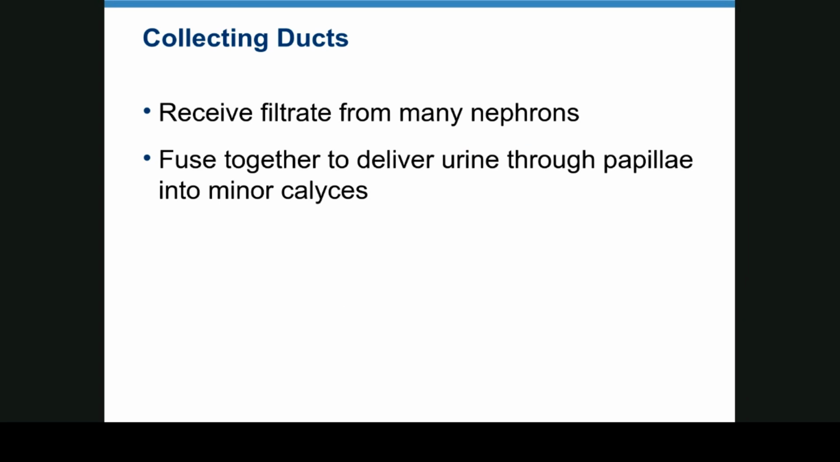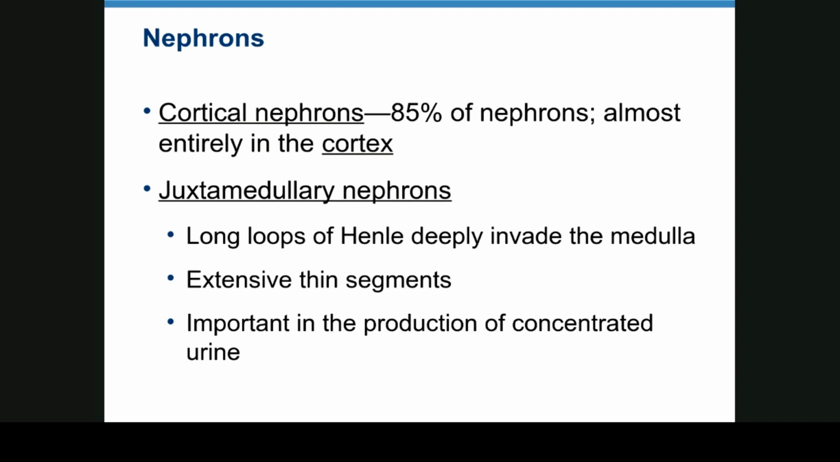And then collecting ducts receive filtrate from the nephrons, fused together through papillae to form minor calyxes, which go into major calyxes, which go into the renal pelvis. Okay, now, while we're looking, we got two types of nephrons. Cortical nephrons hang out in the cortex, and that's most of them, 85%. Juxtamedullary nephrons have long loops of Henle that go down into the medulla. And these are important for concentrating urine.